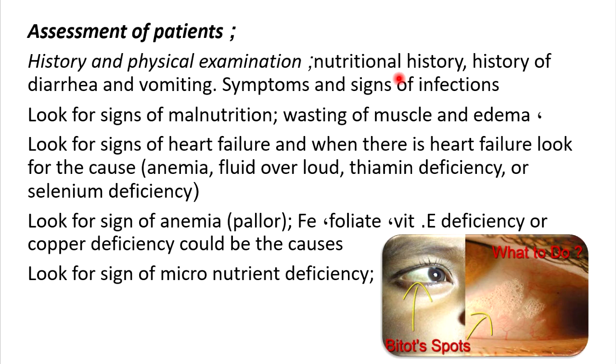Important part in assessment of malnutrition. History of diarrhea and vomiting مثل ما قلنا sometimes because of chronic diarrhea. Now, we look for symptoms and signs of infection. Look for signs of malnutrition. مثل ايش؟ like مثل wasting of muscle and edema. قلنا الإديمة very important in assessment of patient malnutrition حتى الفقر وشركة أو مرض.